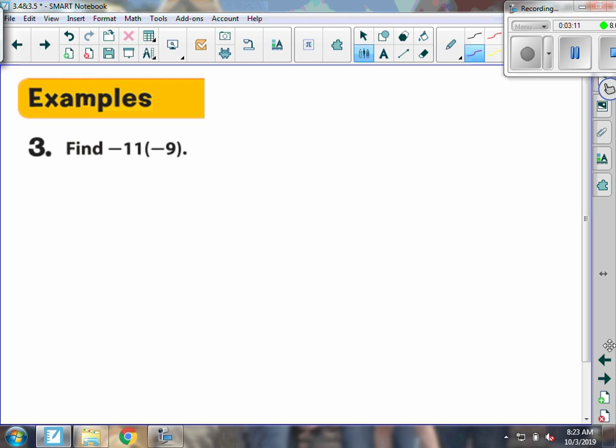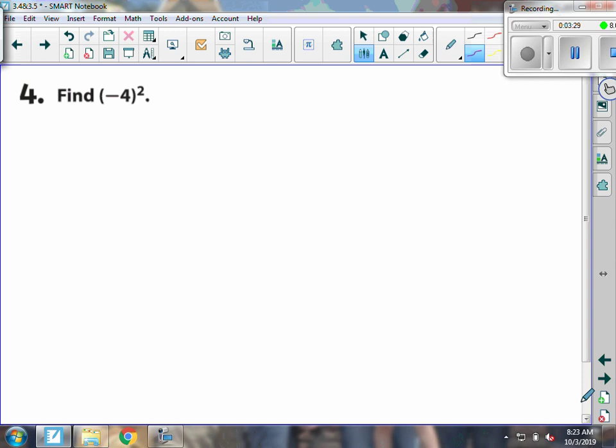So copy this down. Negative 11 times negative 9 is going to give us positive 99. This one, negative 4 squared. This little mark here does not mean that we're multiplying this times 2. What it means is that we write this number out 2 times and multiply that together. So negative 4 squared is negative 4 times negative 4, which gives us a positive 16.